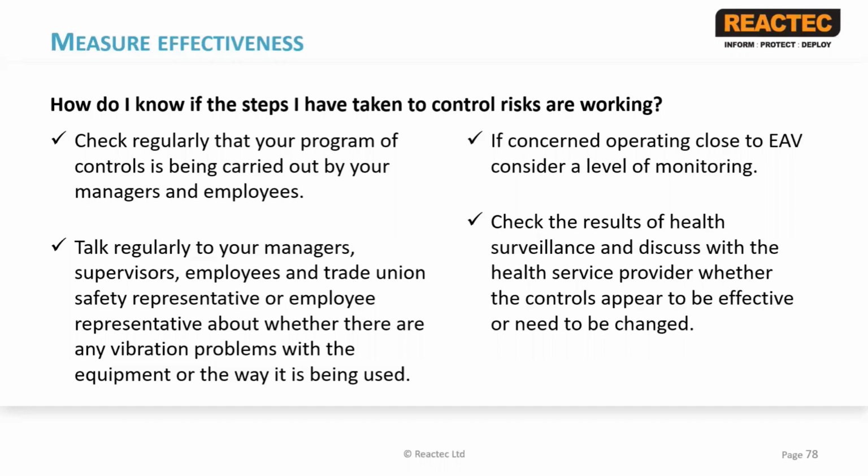You can also ultimately check the results of your health surveillance and discuss with your health surveillance provider whether or not any employees are seeing their conditions worsen in any way. That is, however, a situation where someone's health has already started to deteriorate. So you would really want to make sure your controls were working before this were the case.